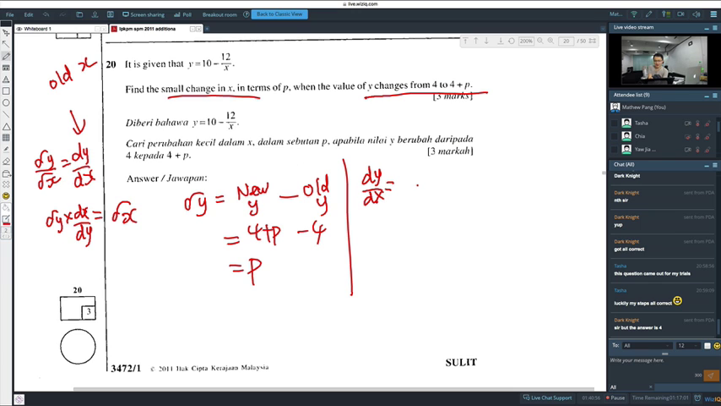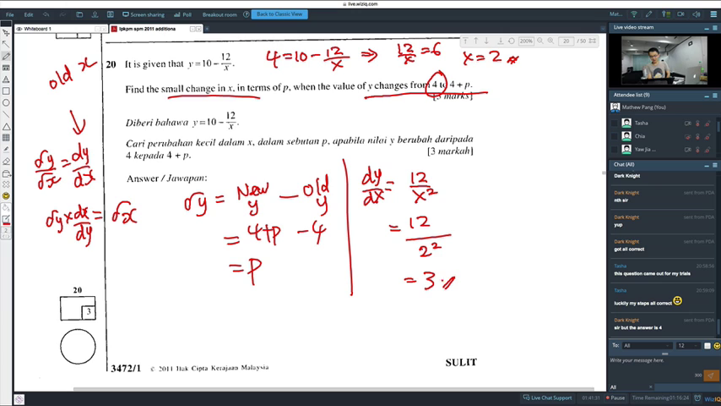Differentiate this one, I will get 12 over x squared. Then I say always substitute the old value of x. I do not have my old value of x here, but I know my old value of y is 4. That means I can substitute 4 into the equation to get x. So 4 equals 10 minus 12 over x. Now we solve this equation. 12 over x equals 6, so x equals 2. Now I substitute x equals 2 here. 2 squared is 4, so my dy/dx is 3.